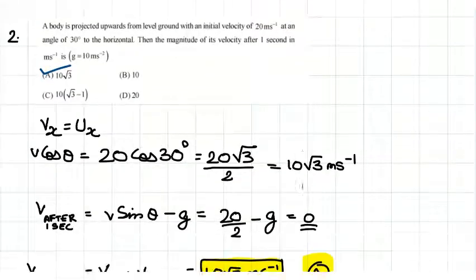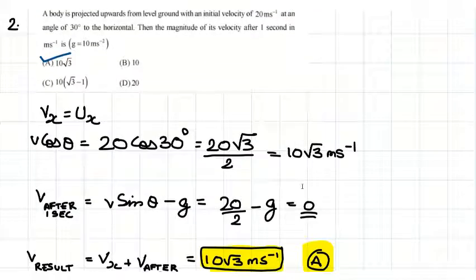Let's move on. The second question states that a body is projected upwards from level ground with an initial velocity of 20 meters per second at an angle theta of 30 degrees to the horizontal. We need to find the magnitude of the velocity after 1 second of motion.